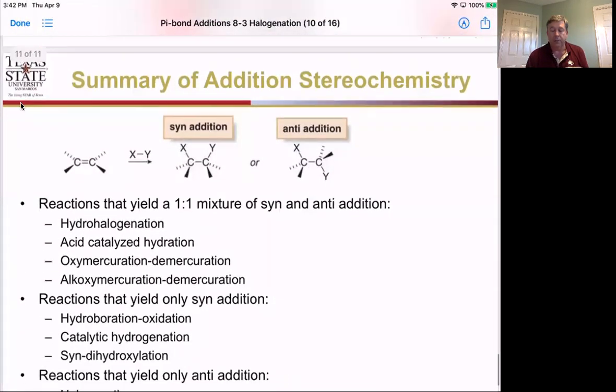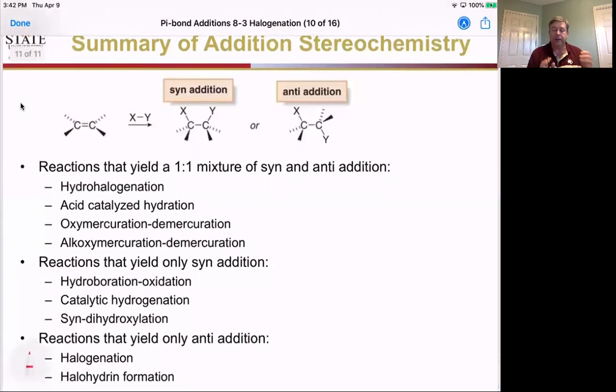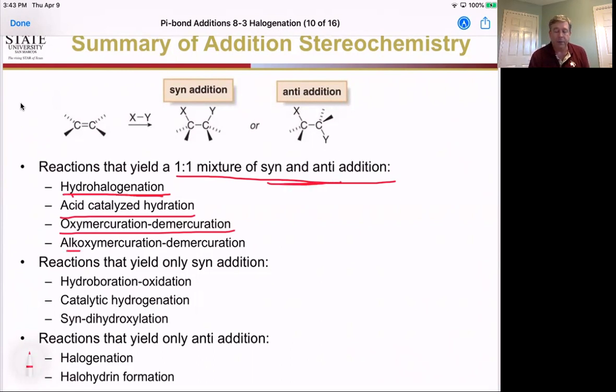Let's go over all the different types of addition stereochemistries we have so far. In halogenation with hydrohalogenation, we end up with a 50-50 mixture of syn and anti, because we go through that carbocation intermediate. In acid-catalyzed hydration, we again go through a carbocation intermediate and have a mixture of syn and anti. When we go through oxymercuration, the mercury sticks to the system, so it doesn't allow the rearrangement of the carbocation, but it does allow for a mixture of syn and anti addition. And if we use an alcohol instead of water, it does the same thing.